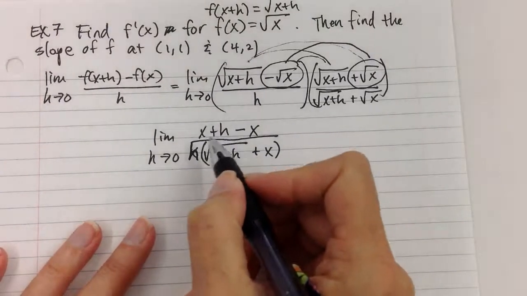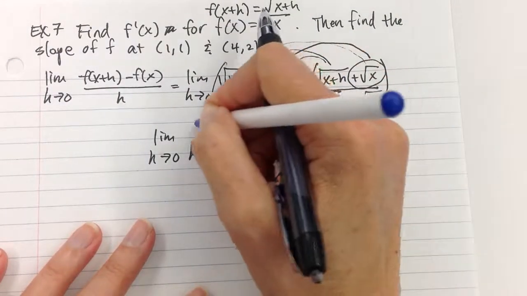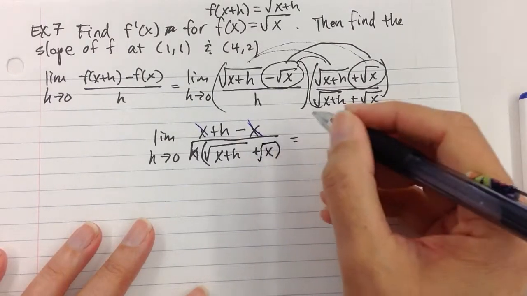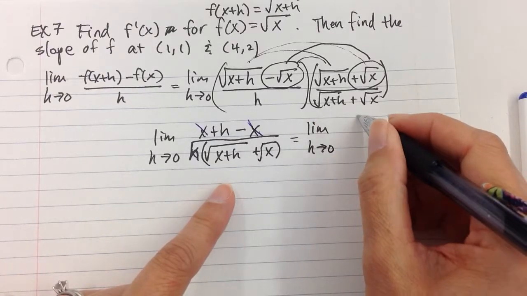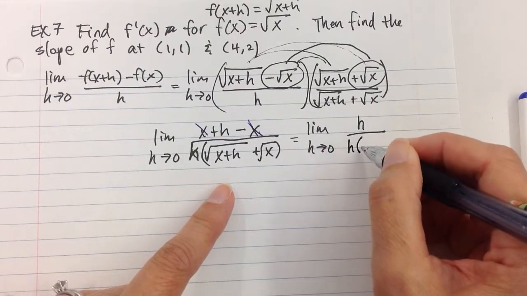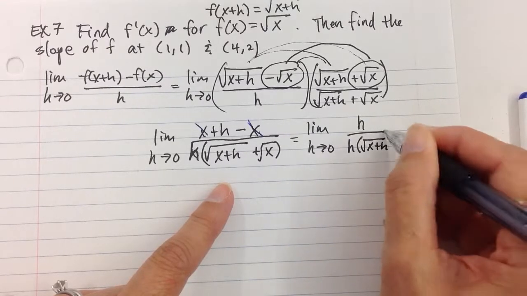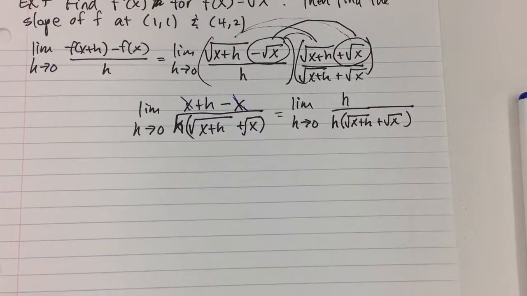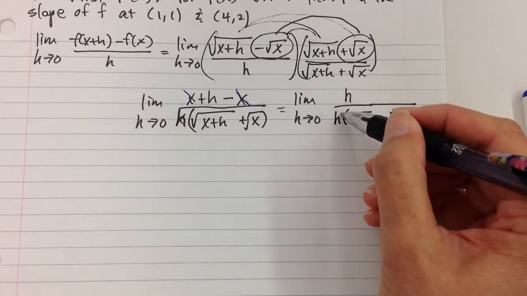Now notice there's an x here and a minus x here, so those actually go away, right? Yeah, you're right. Thank you. That has a square root. So the limit as h approaches 0 of h over h times the square root of x plus h plus the square root of x. See how there's an h on top? That's always going to happen when you rationalize the numerator. Okay, so that goes away.